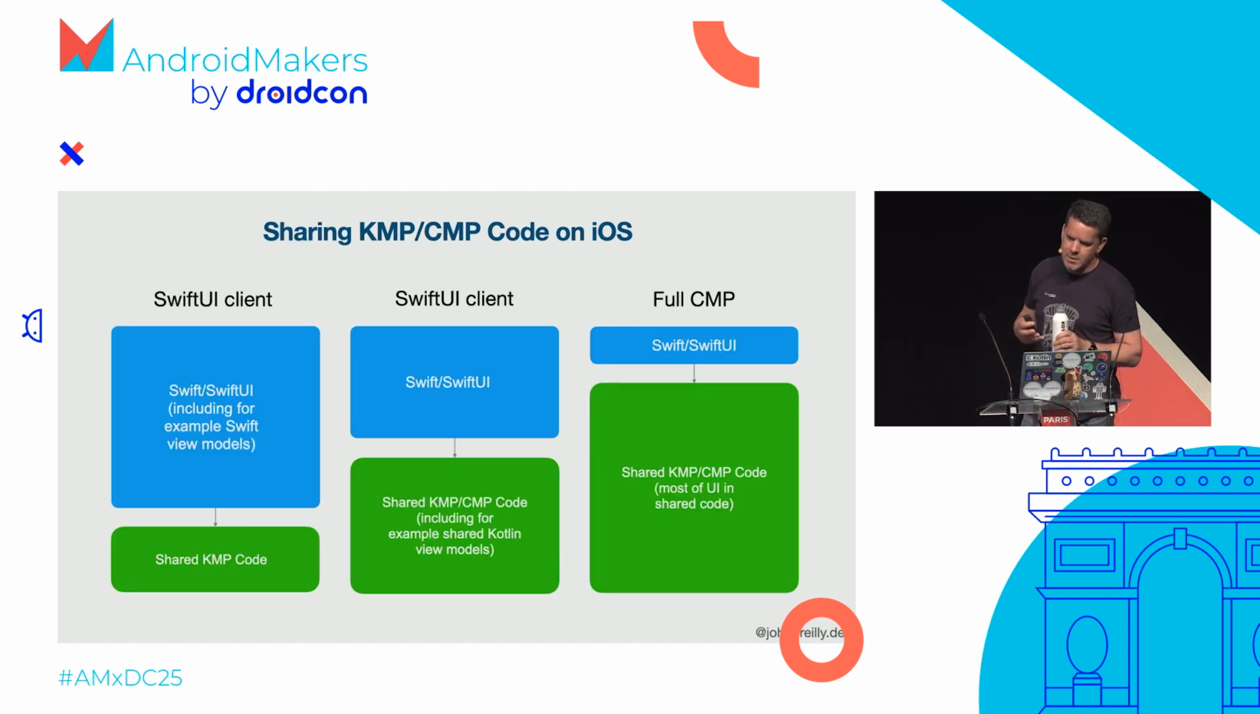So with KMP and CMP, we have an almost continuous spectrum of code sharing possibilities. I wanted to show here a few points along that spectrum. On the left, we have a small amount of shared KMP code, along with a SwiftUI client and Swift view model, for example. In the middle case, most of the logic is shared, including the view model, with potentially some shared CMP UI code, maybe a particular screen or some part of a screen. And finally, on the right, we're sharing most of the code, including UI using CMP, with potentially some SwiftUI needed. It's important to note that our interop requirements vary considerably depending on what point along this spectrum we're targeting.